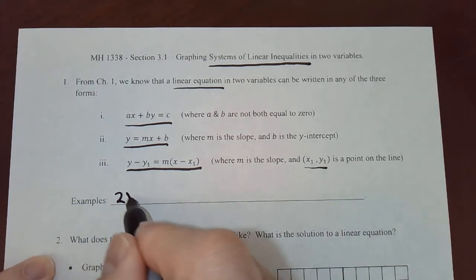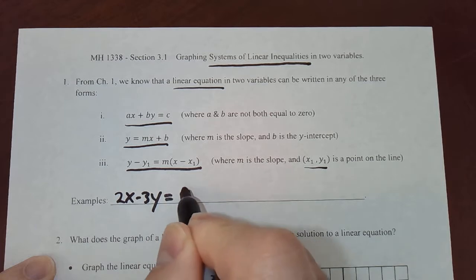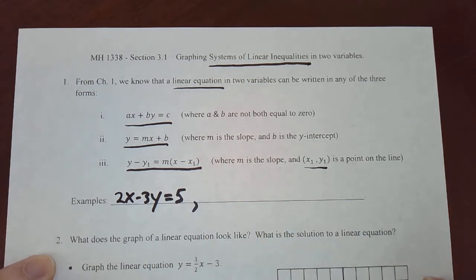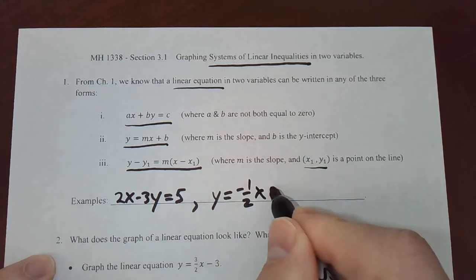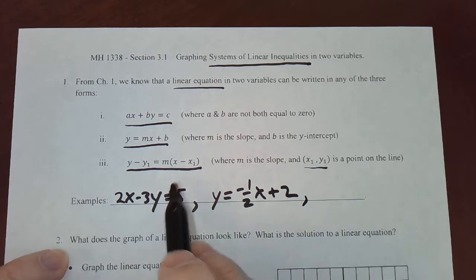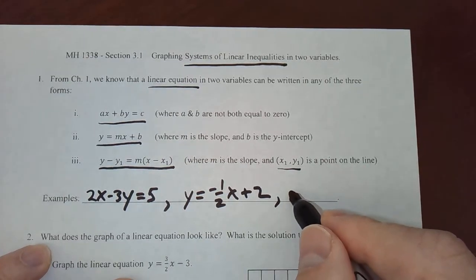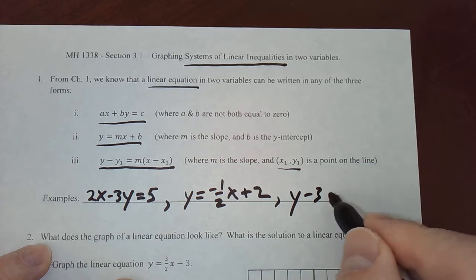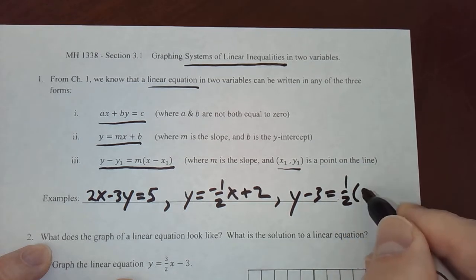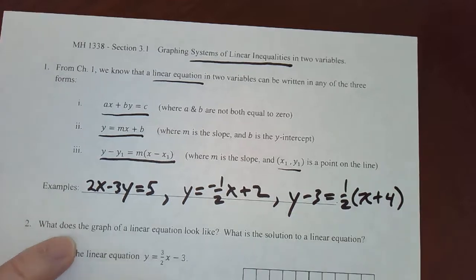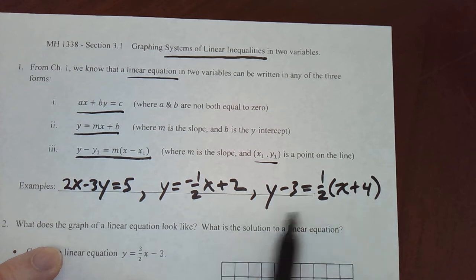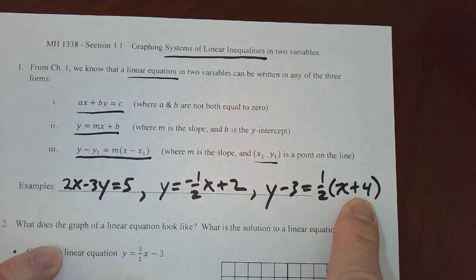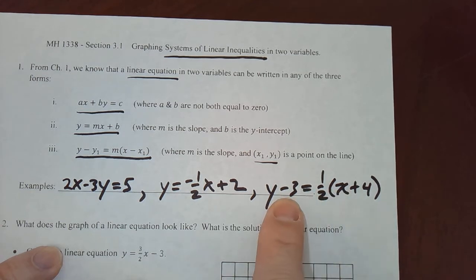We could say 2x minus 3y equals 5. That'd be an example for number 1. A slope-intercept form could be y equals negative 1/2 x plus 2. And then the point-slope form, we could write y minus 3 equals 1/2 times x plus 4. What that means is that the slope of the line is 1/2, and one of the points on the line would be (x1, y1), which would be (negative 4, positive 3).